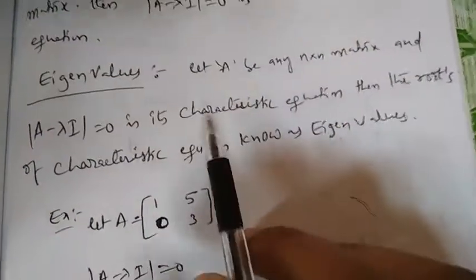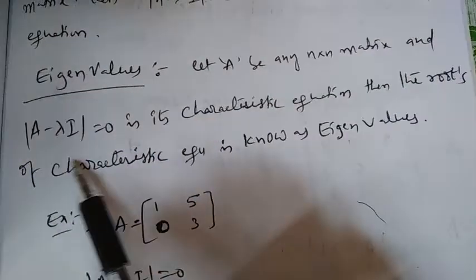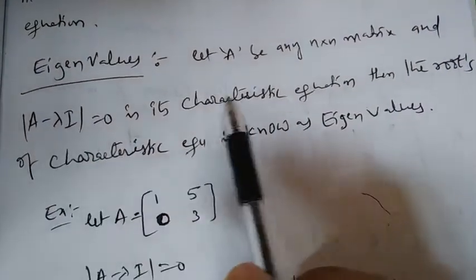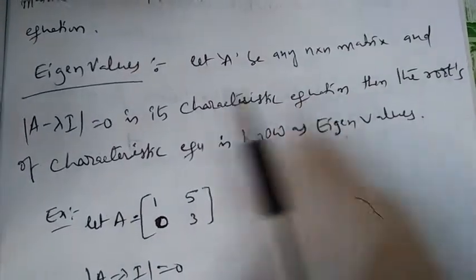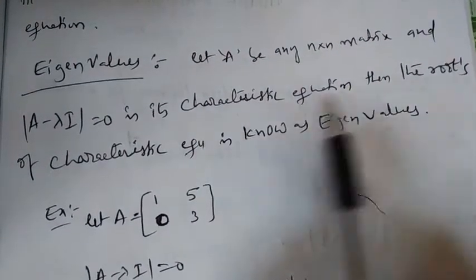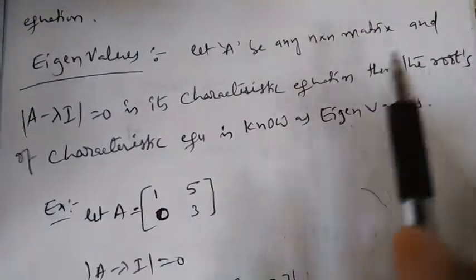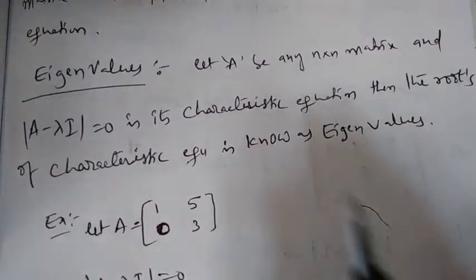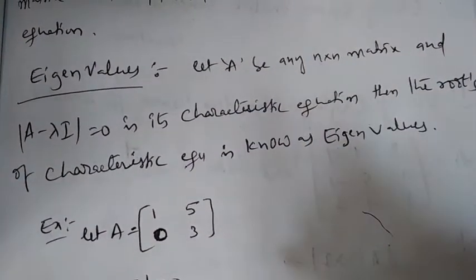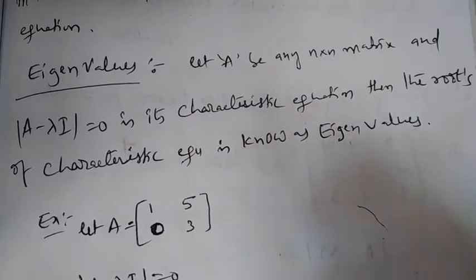Now the next definition, eigenvalue. Determinant of A minus lambda I equals 0 is the characteristic equation. The roots of that equation, the solutions of the equation, are known as eigenvalues. Now let's look at an example so you understand it more clearly.